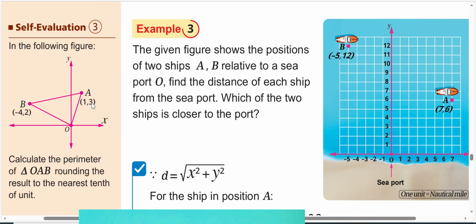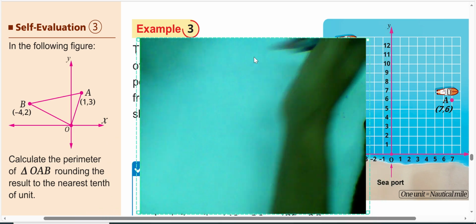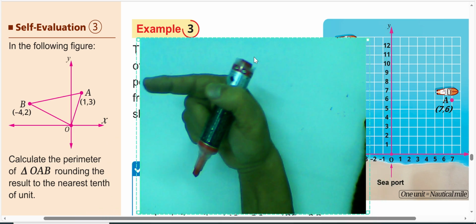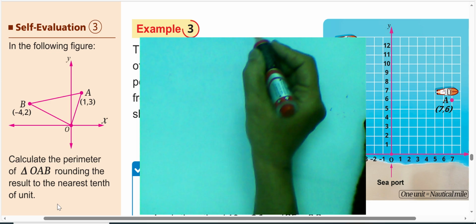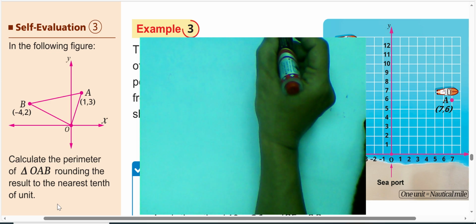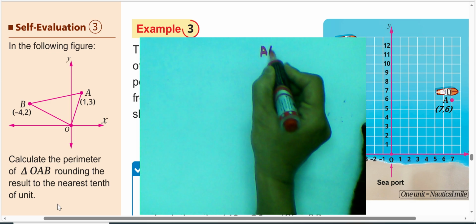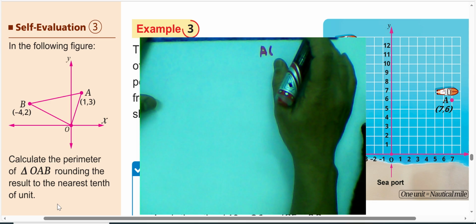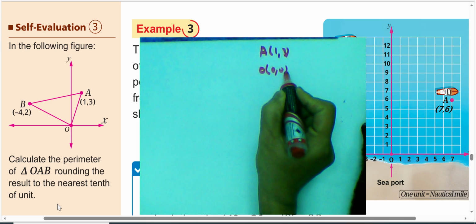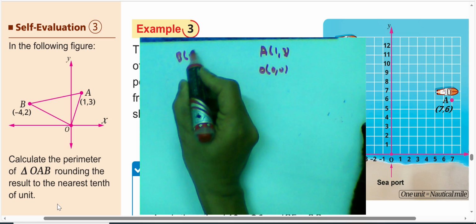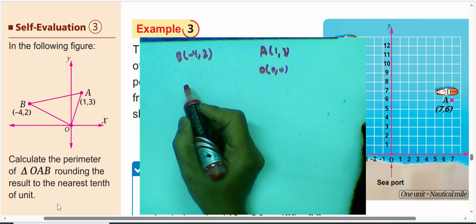Next question, also number 3. The figure here shows the question. We have point A and point B. Calculate the perimeter of triangle ABC, rounding the result to the nearest unit. Okay, we have 3 points. Point A has coordinates 1 and 3, point O is 0 and 0, and point B is negative 4 and 2.